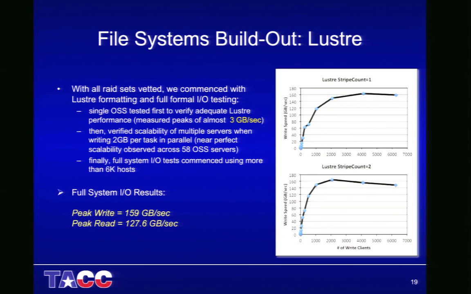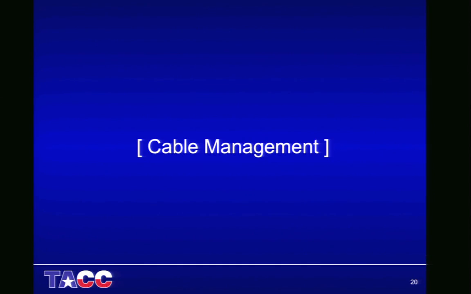But still, the thing that we're relatively pleased with is that we're not falling over too far using every client, right? We're still maintaining 140 gigabytes per second with a stripe count of 2, or 160 with a stripe count of 1 using every single client on the system. So these are our peak read and write speeds for the system. We were really only trying to get about 100 gigabytes per second, so we exceeded that pretty good, and we were pretty happy with the file system.